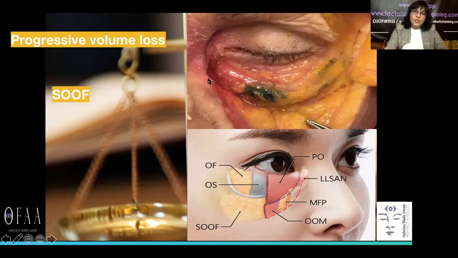So, this area here is your nasojugal groove. You can see this area here, which is the lower border of your orbicularis oculi muscle. And below this orbicularis oculi muscle, you have the orbital septum. Now, this orbital septum is a fibrous sheath that's holding back the intraorbital fat.